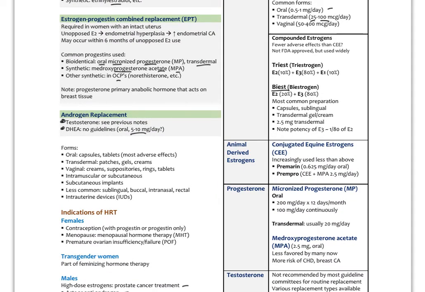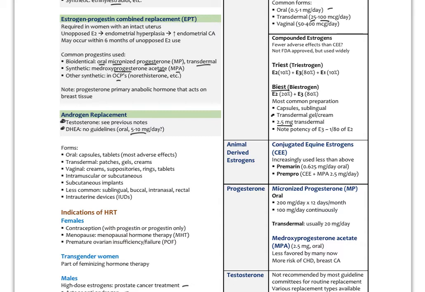This is usually either in capsules or sublingual. There's also a transdermal gel or cream. I like the transdermal just because it has less of the liver first pass effects. And that's typically 2.5 milligrams transdermal per day.